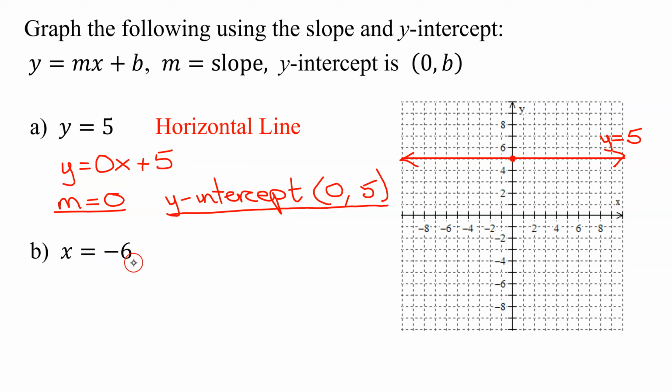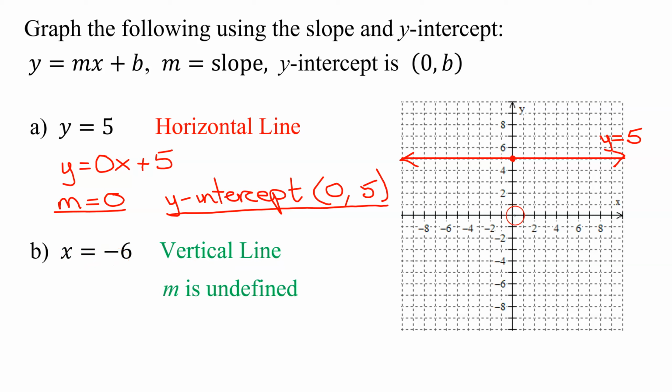You have to go on previous knowledge, and hopefully you remember x equals a constant is the equation of a vertical line. And what is the slope of a vertical line? The slope of a vertical line is undefined. So I'm going to use this information to graph my equation. So every point on this vertical line has to have an x-coordinate of -6.